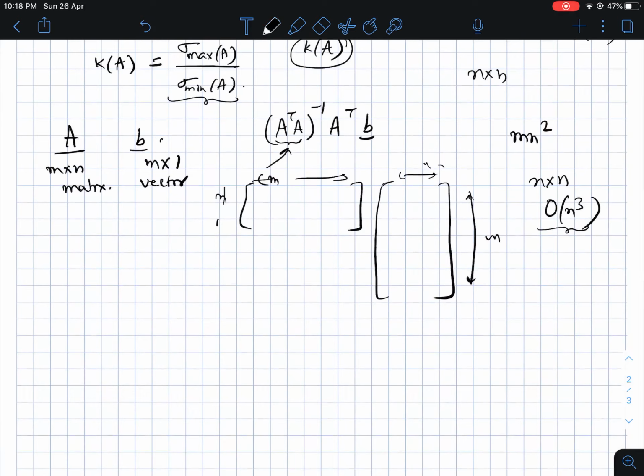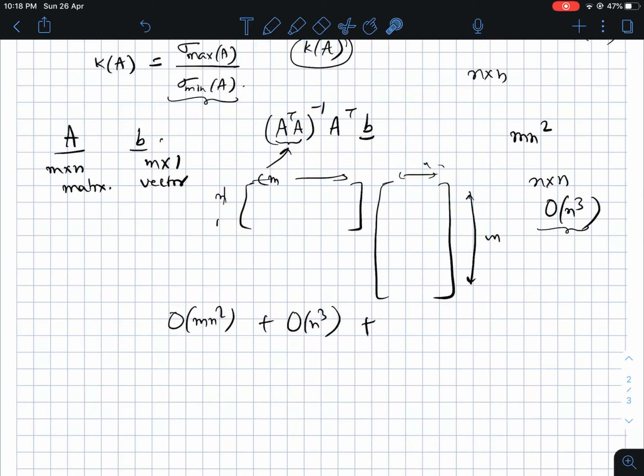So taking the inverse will be order N cube, finding the gram matrix will be order M N square. So let me just roughly write down, order M N square plus order N cube. This is very weird, but you understand what I mean here, right? So this is so far computing this.